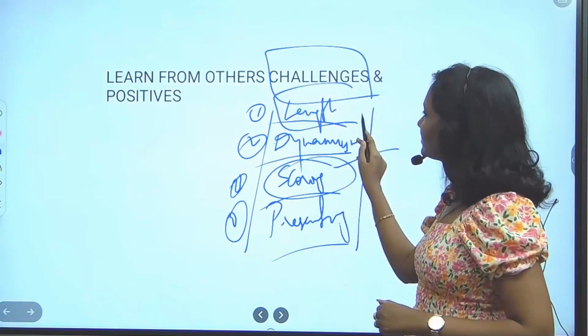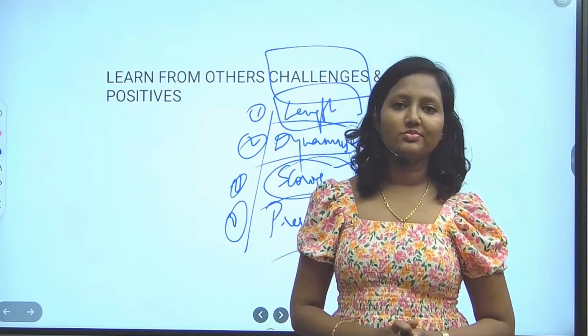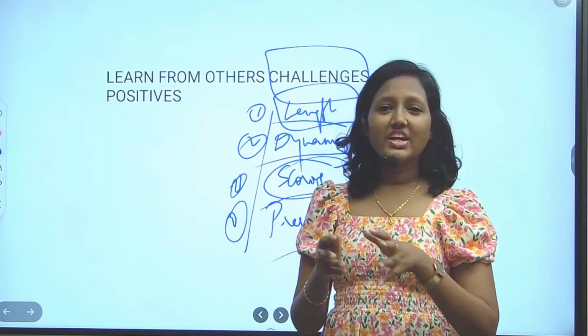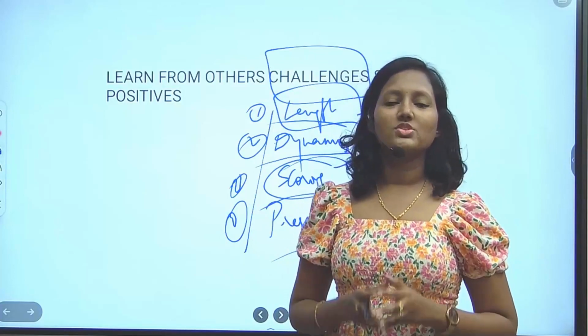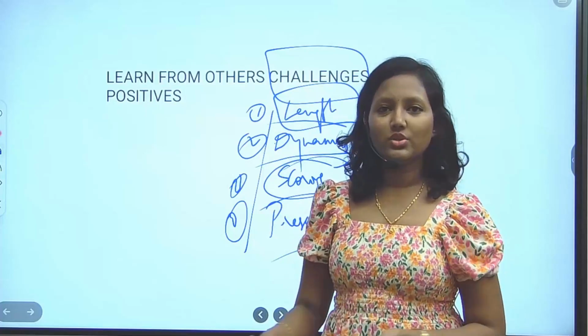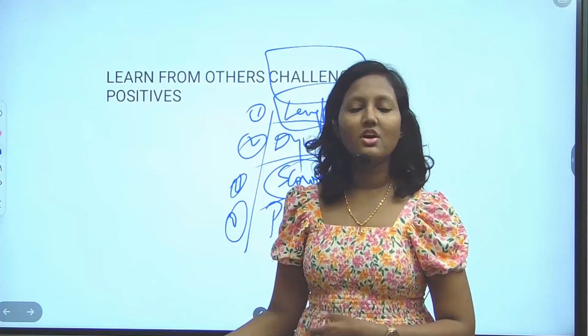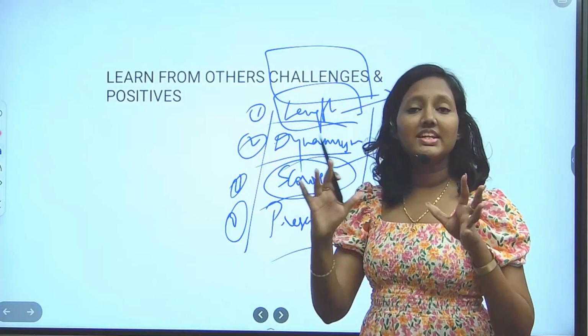And length of the syllabus. For example, suppose you have chosen history and people come to you and say, "Hey, history is very vast, how will you prepare? Take some other optional so that you can complete very soon." Then in that case, don't again immediately shift to another optional. What you can do is see how you can cover this lengthy syllabus.